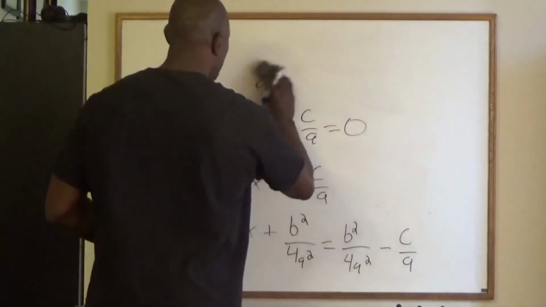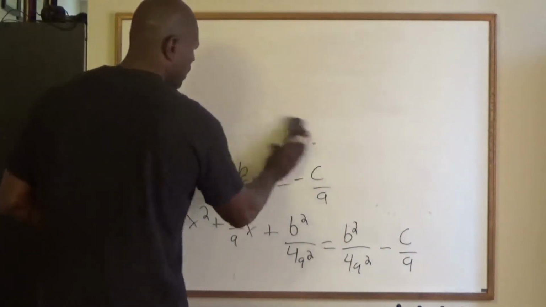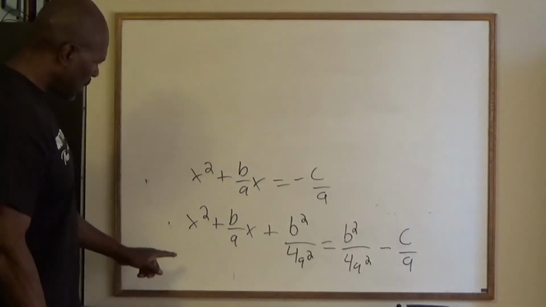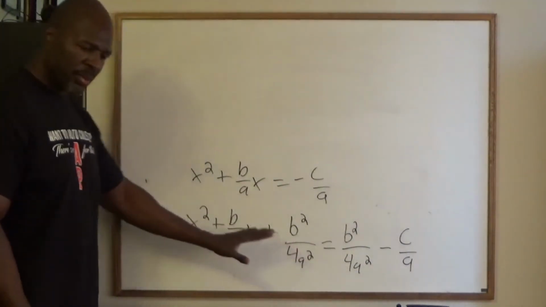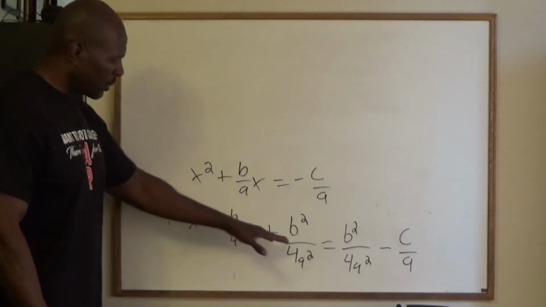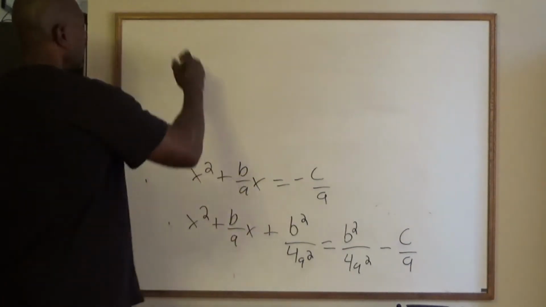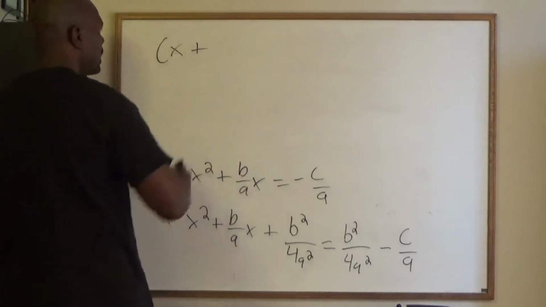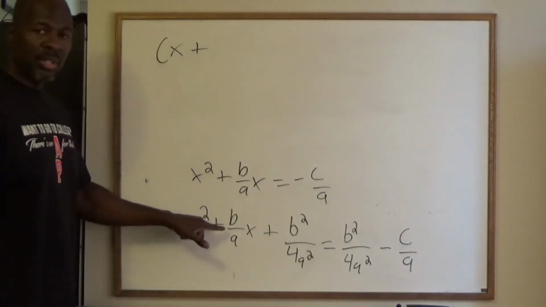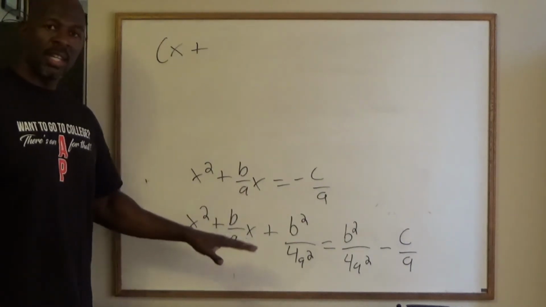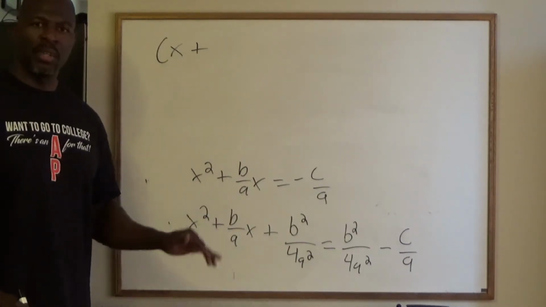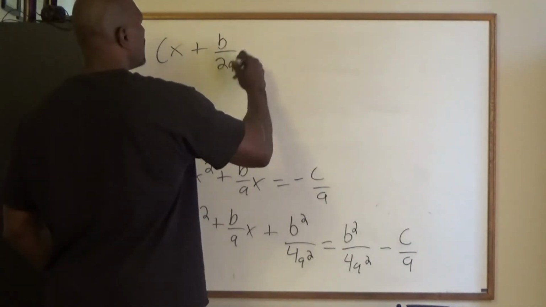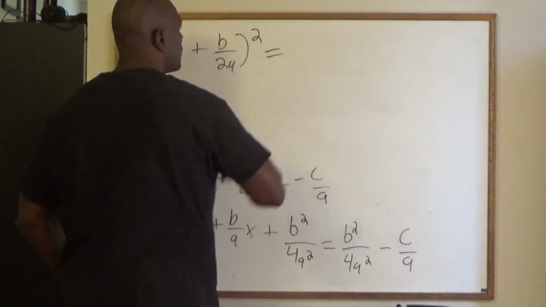And now we're to the point where we need to factor the left. So again, this is a quadratic trinomial perfect square, because half of this squared is this. And so to factor it, I take x, there's x, I take plus, there's plus. The number that goes here is half of the coefficient of x. The coefficient of x is b over a. Half of b over a is b over 2a. So plus b over 2a squared.